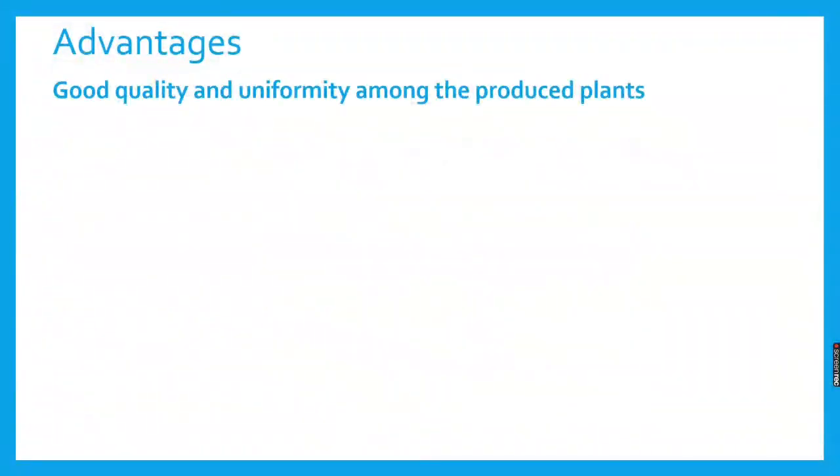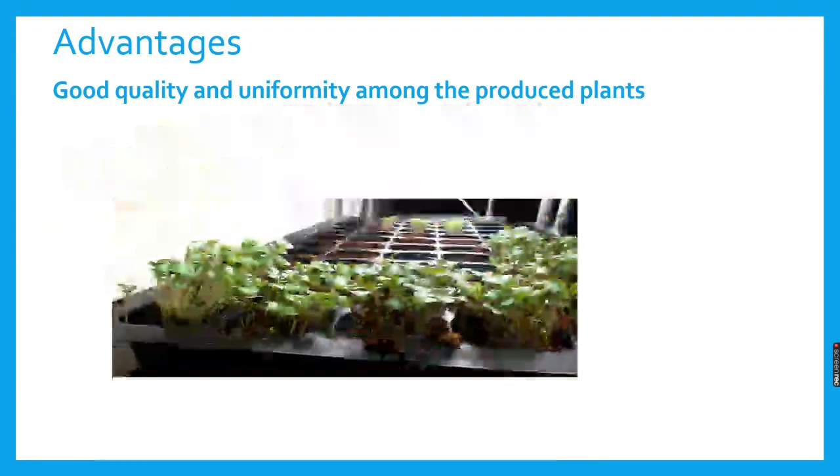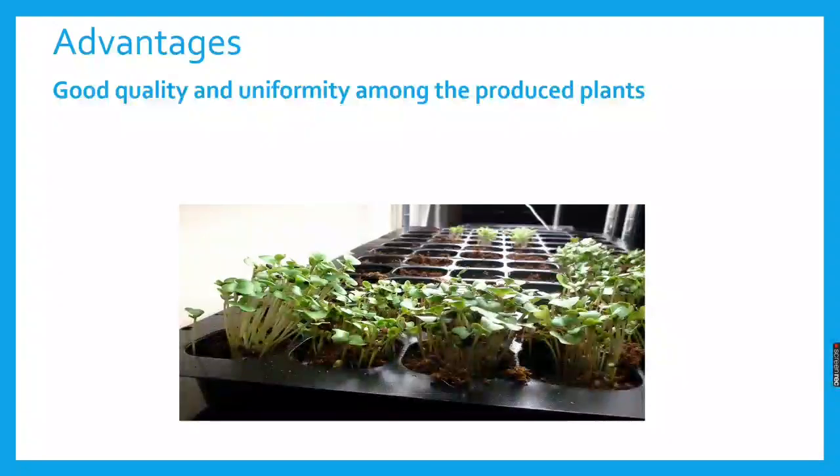Then the fourth advantage is good quality and uniformity among the produced plants. Here in the picture we can see that there are some plants which have the same height, same leaf structure. They have grown up to minimum height, and there is a similar feature among the plants, or there is uniformity among the plants.